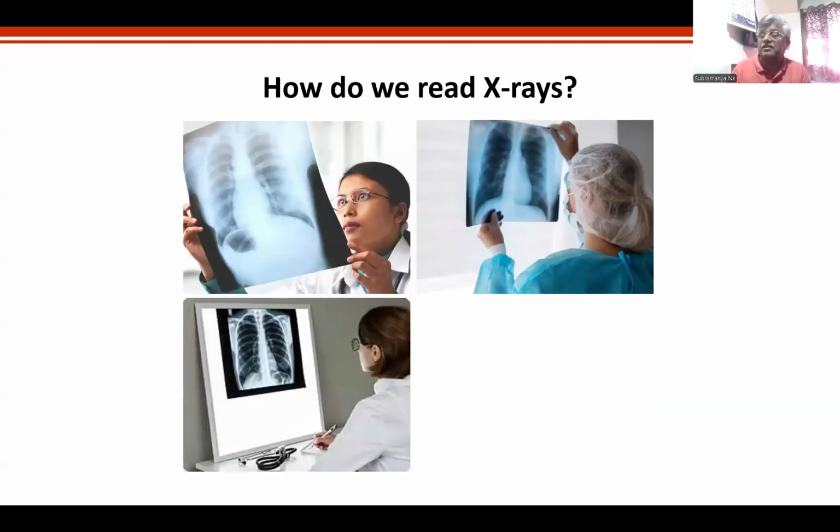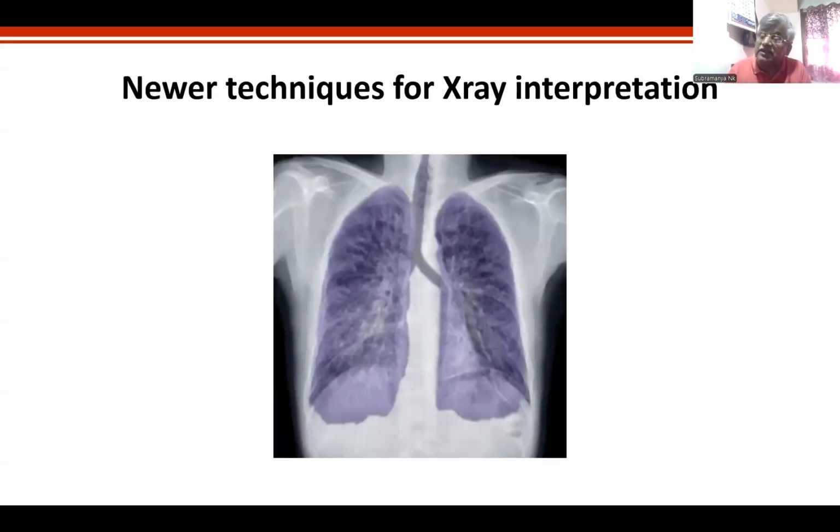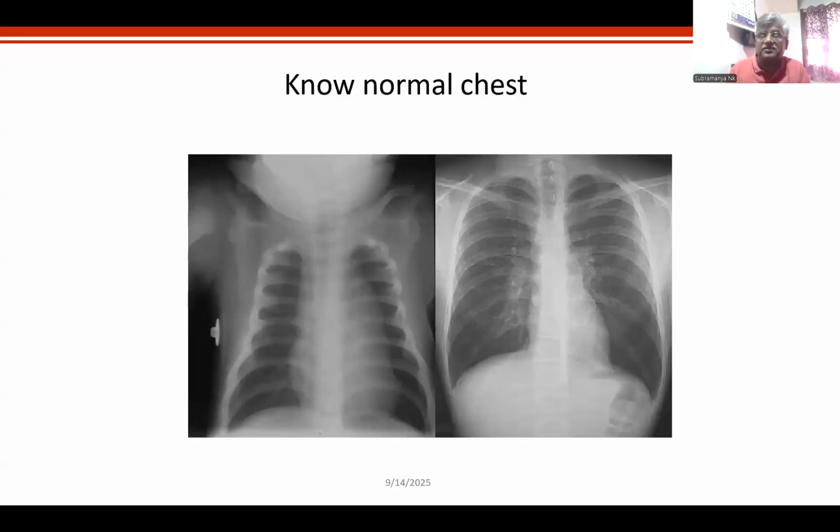Always read in front of a view box, go to a distance and then see. Don't go close to the X-ray; it will not give you more findings. That is a distraction. Digital X-rays are better, and you can use newer techniques for interpretation. Like you can create this in AI: one image like this, overlap it on an X-ray, and then see it on your laptop or mobile. Very easy.